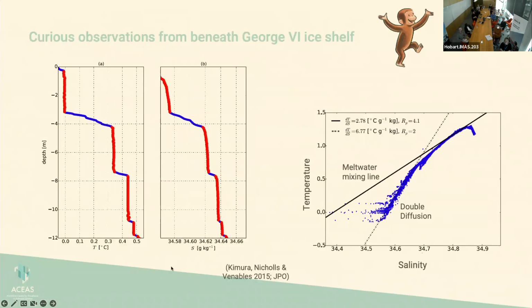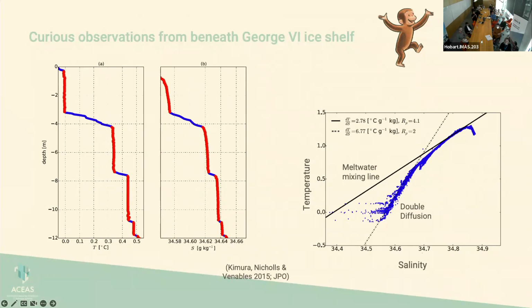So these are some temperature and salinity profiles from beneath George VI, which is a kind of a warm cavity. This is depth on the left-hand side, and we're looking at temperature here and salinity on the right-hand side. What you're seeing here is really well-mixed layers in both temperature and salinity, separated by these sharp gradients.